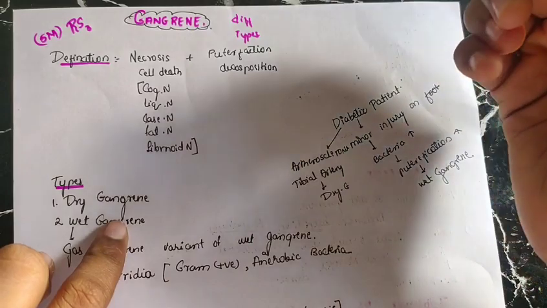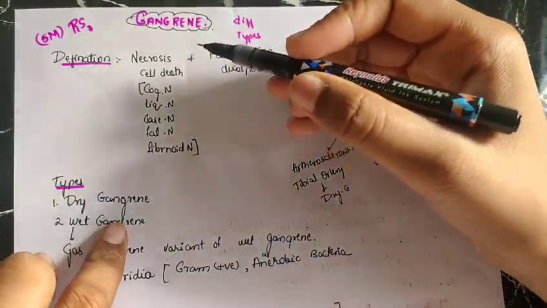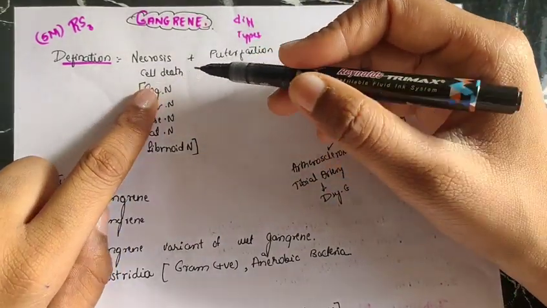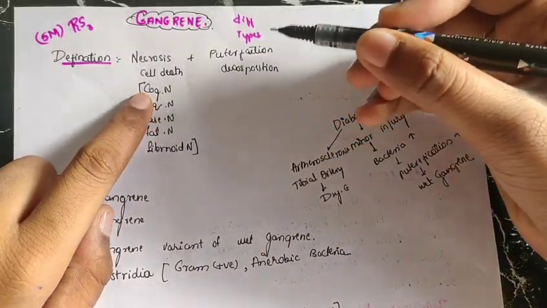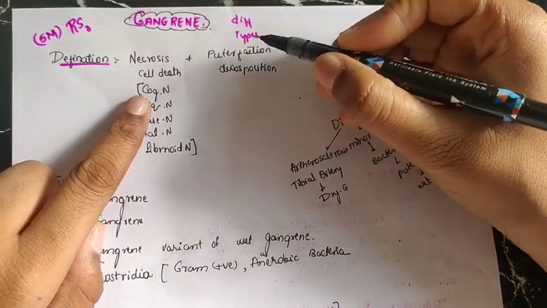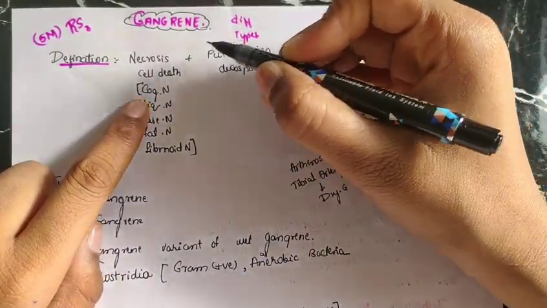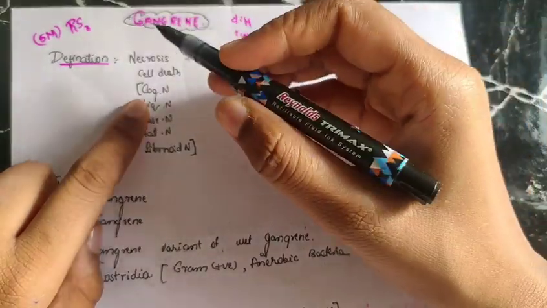Gangrene definition means necrosis plus putrefaction. Necrosis is a type of cell death. After the cell death, it starts decomposing. This decomposition is putrefaction. Necrosis and putrefaction together we call gangrene.